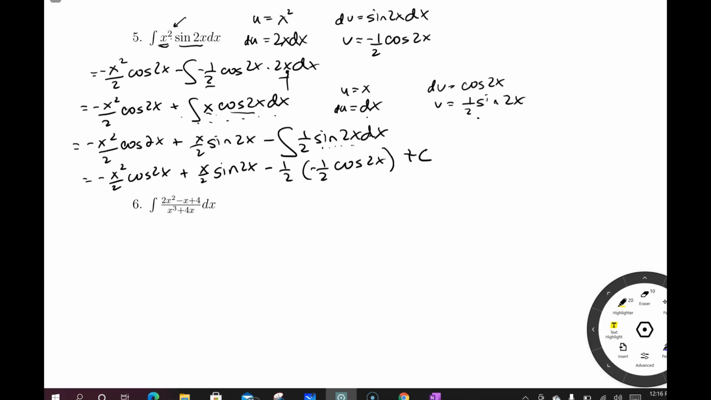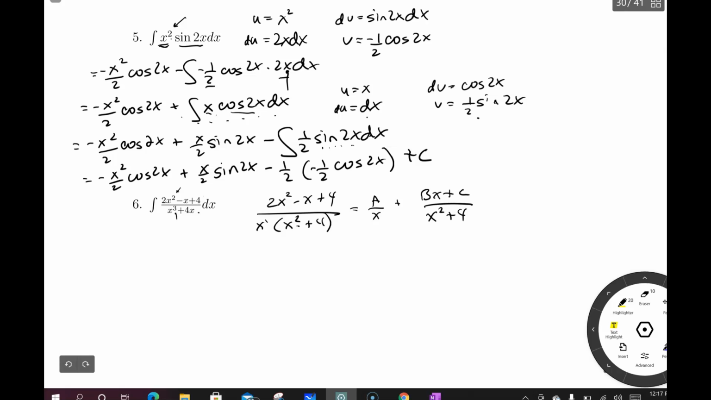All right, so looking at this, I have polynomial over polynomial. The degree of the numerator is smaller than the degree of the denominator. So I'm thinking partial fractions, it's ready to go for it. I just need to factor the denominator out. So it looks like that. So this is a linear factor, so I get an A over x. This is an irreducible quadratic, so I get a Bx plus C.